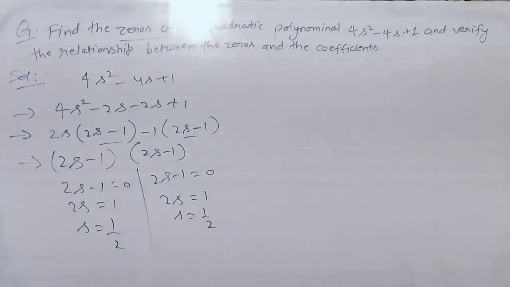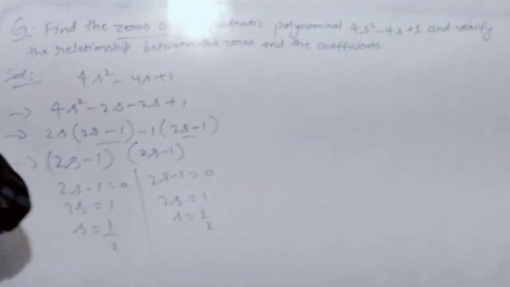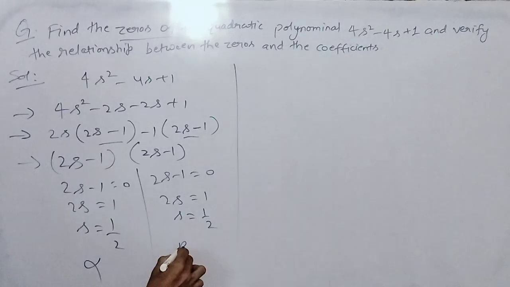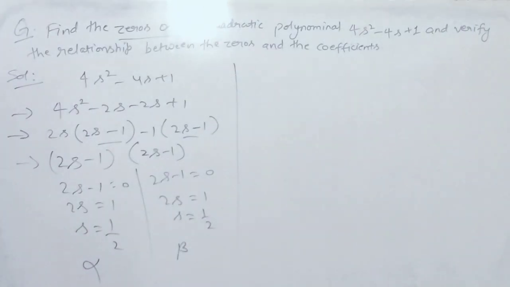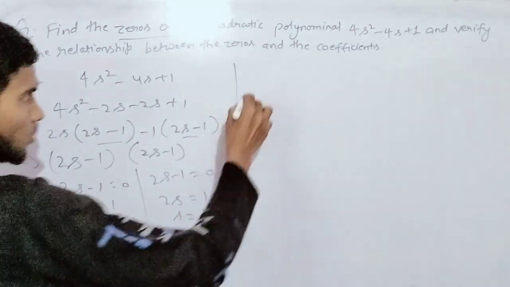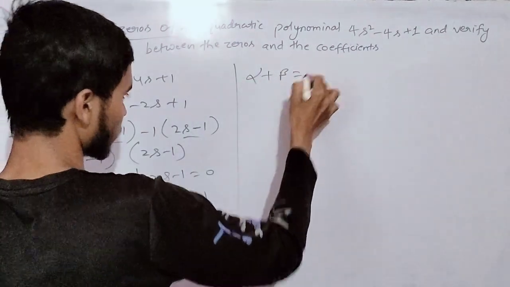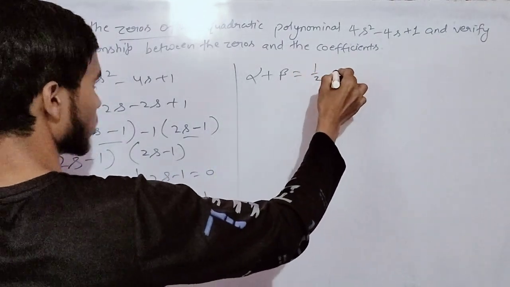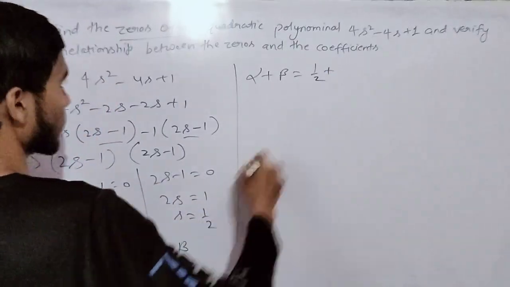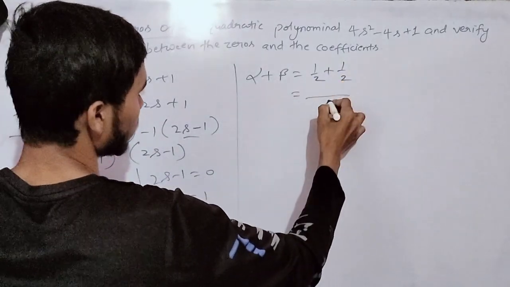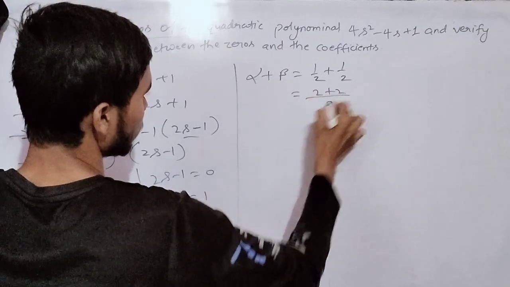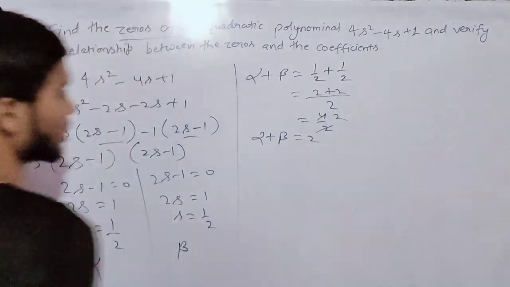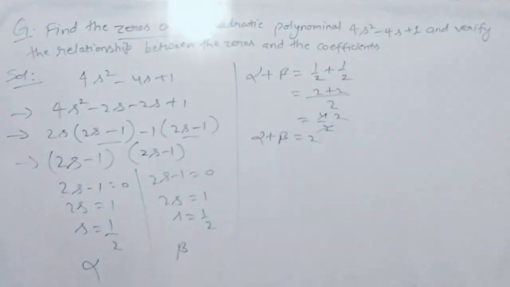Clear? Now what else? Find the relationships between these zeros. We will consider one zero as alpha and the second zero as beta. Alpha plus beta: 1 plus 2 plus this 1 plus 2. You will get 2 plus 2, 4 upon 2, which is 2. So the value of this came 2.